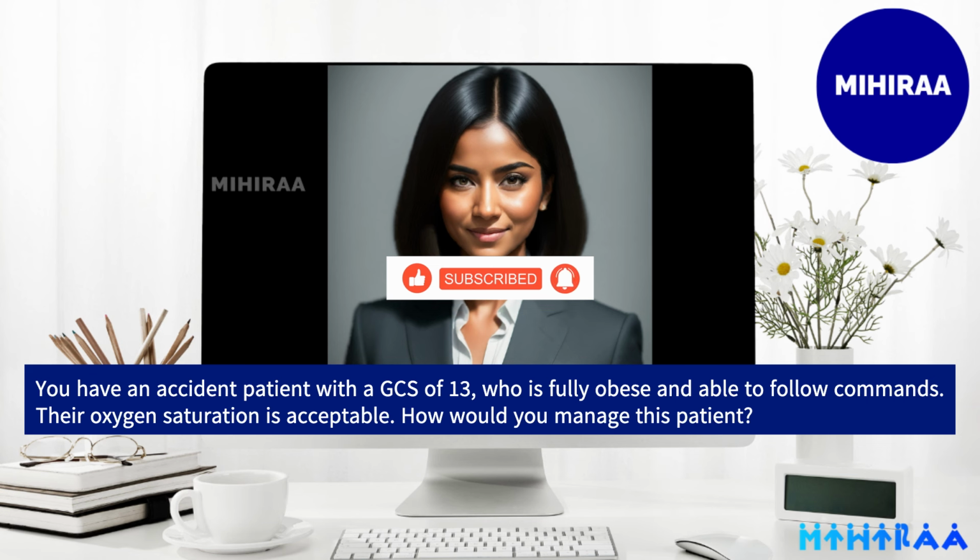You have an accident patient with a GCS of 13 who is obese and able to follow commands. Their oxygen saturation is acceptable. How would you manage this patient? This patient has a moderate head injury with added complexity due to obesity. I would begin with a structured primary survey, ABCD, while maintaining spinal precautions. Even with acceptable oxygen saturation, obesity increases the risk of airway obstruction, so I would be vigilant for signs of respiratory compromise and involve anesthesia early if needed. Breathing effort and chest movement would be assessed, considering reduced lung compliance in obese patients. Circulation would be evaluated for access secured and signs of shock monitored.